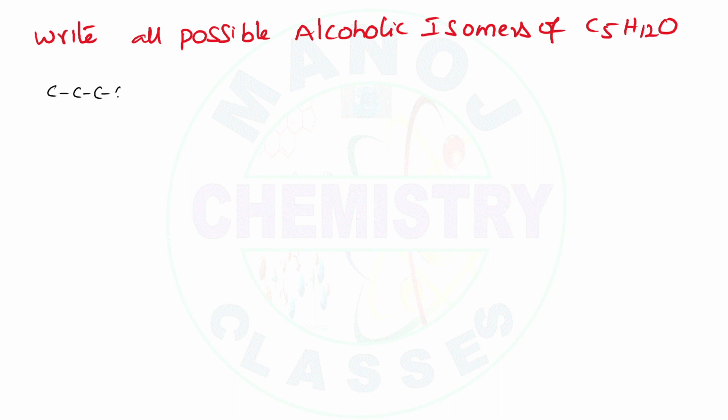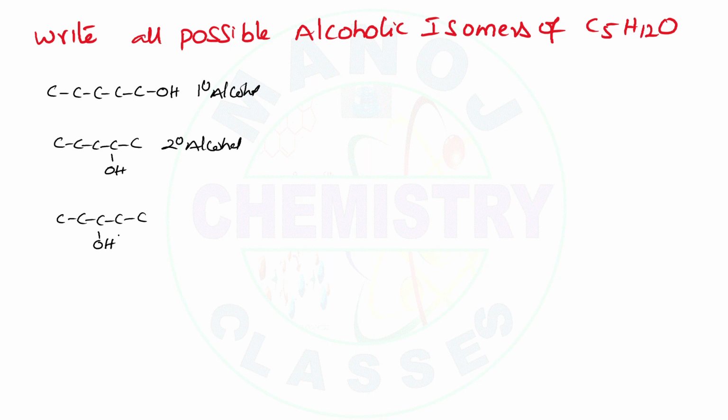1 2 3 4 5 OH. This one is primary alcohol. I would like to write 1 2 3 4 5. Here I can write OH. This one will be secondary alcohol. So I can write one more 1 2 3 4 5. Here I can write. So this is also secondary alcohol.